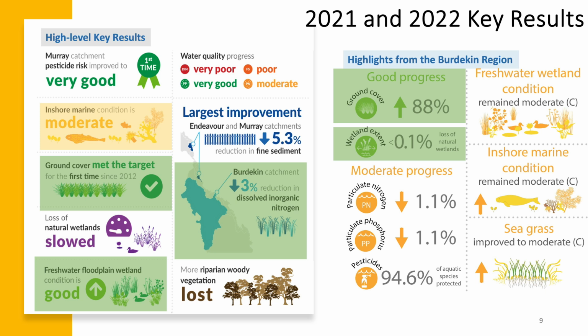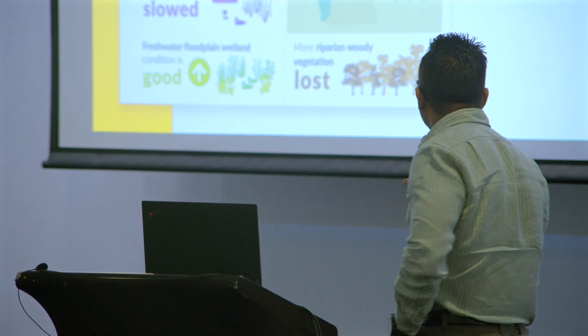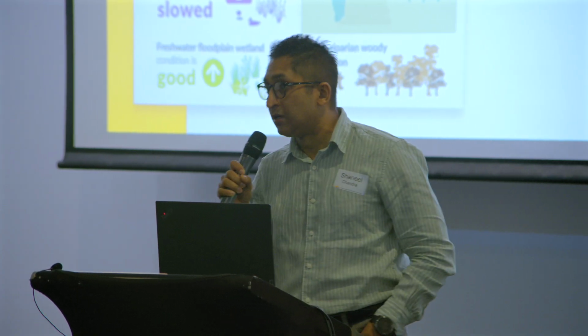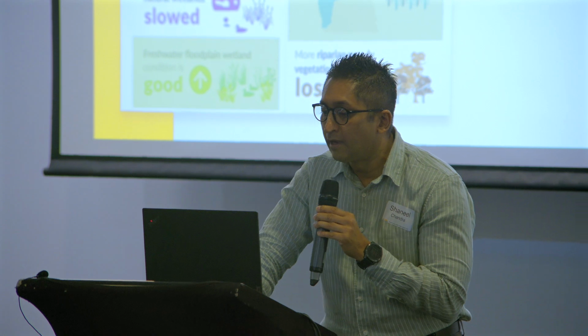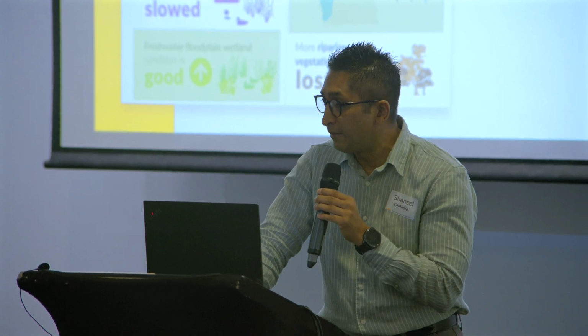Right, so these are the findings from 2021 and 2022. This is the overall reef quality report card for the overall reef. And what's of interest to you would be highlighted in here. So the Burdekin catchment has had a 3% reduction in dissolved inorganic nitrogen, which is really, really pleasing. We've also had good condition of the freshwater floodplain wetlands. We've met the target for ground cover for the first time since 2012. And that is quite likely due to the higher rainfall that we've had in the 4-year period.